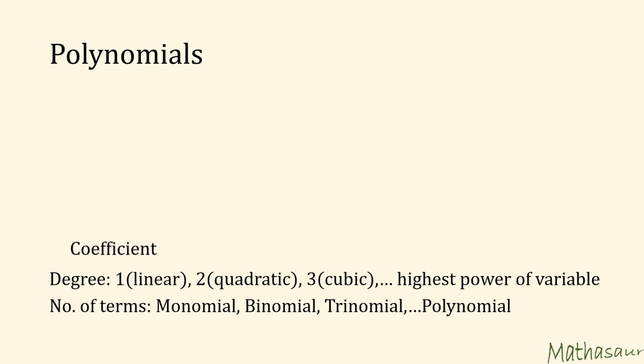Let us look at another polynomial. 2 minus y square minus y cube plus 2 times y to the power 8. Can you identify the coefficients here? The coefficient of y square would be minus 1. The coefficient of y cube would be minus 1 as well. And the coefficient for y to the power 8 would be 2.